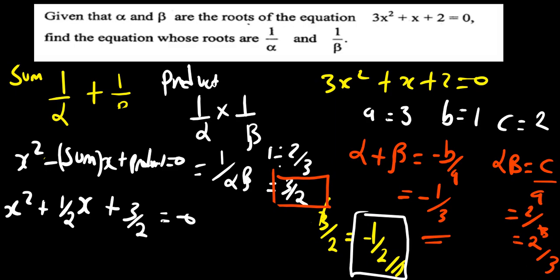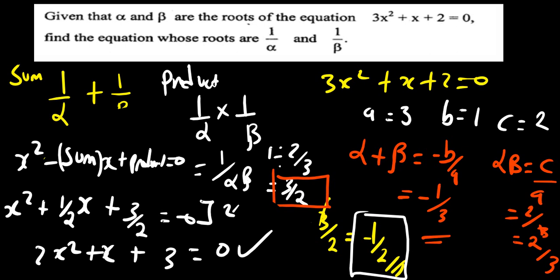So if you want, you can leave it here, or you can multiply throughout by 2 just to remove the fractions. If we multiply throughout by 2, what are we going to have? You have 2x squared. Your 2 and your 2 cancel, so just have an x, plus your 2 and the 2 cancel, just have a 3. This is equal to 0. So this will be your equation. Okay, thank you, see you in the next session.